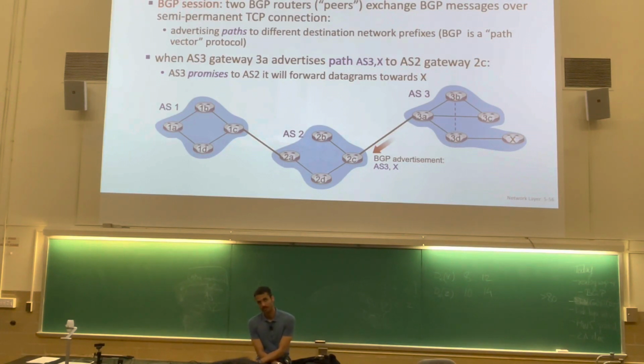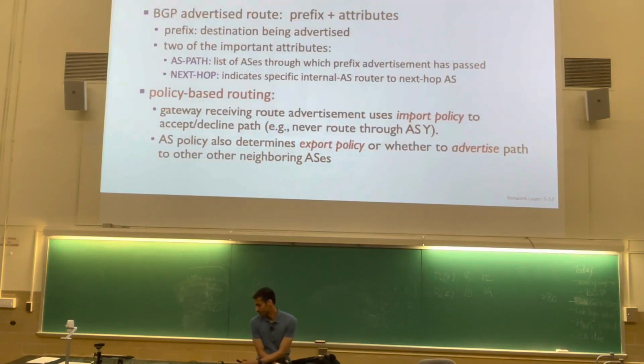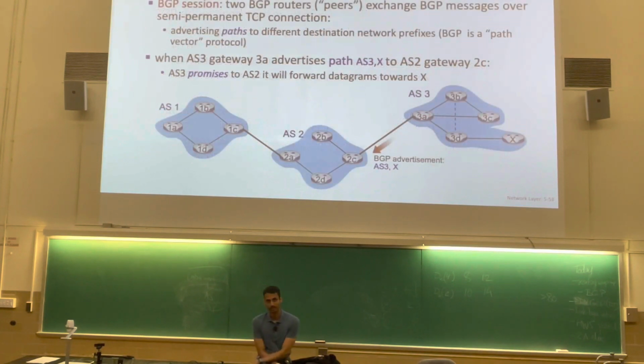So let's say AS3 is Sprint. Sprint is one of UMass's providers. AS3 is saying, hey, if you want to get to UMass, which is X, send packets this way. It's announcing reachability to UMass to its adjacent ASs. When this border router speaking eBGP over TCP gets this advertisement that X is reachable through AS3, it is going to internally propagate this information within its own network.